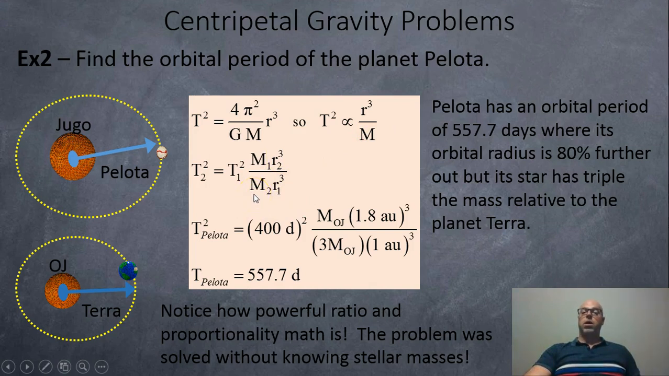And then the 1's do the opposite. If M2 is on the bottom, M1's on top. If R2 is on top, R1's on the bottom. And that's it. That's a real easy trick. It's pretty easy to do. And it skips 8 lines of math. Okay. So here we go.